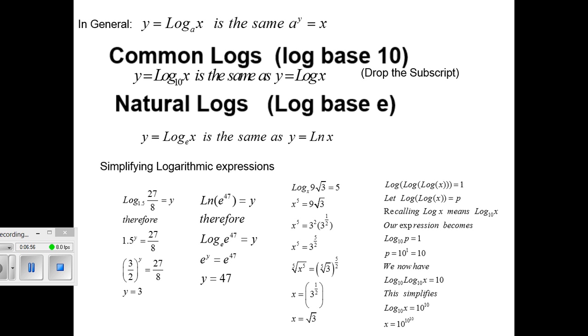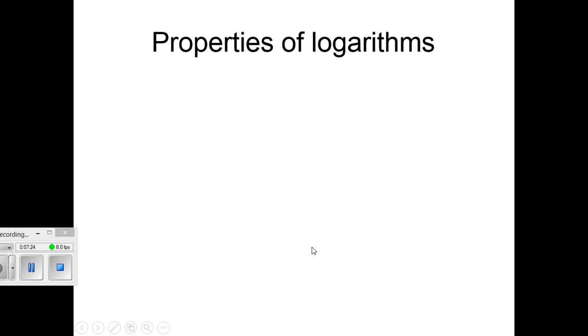Here's one where we have to find the base. So this translates into x to the 5th is 9 root 3. Now this is kind of a unique problem because we're trying to solve for x. So we're going to look at this expression over here, 9 root 3, because there's really nothing you can do with x to the 5th. So 9 root 3 is, of course, 3 squared times 3 to the half, which is 3 to the 5 halves.